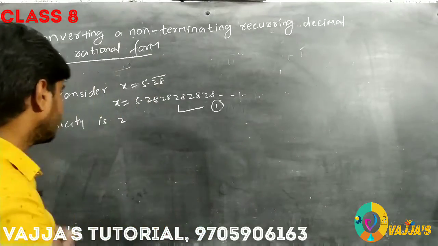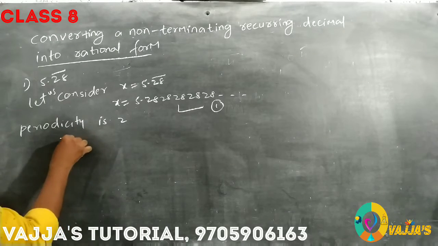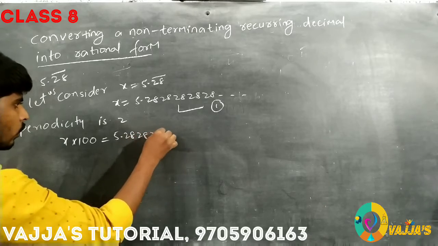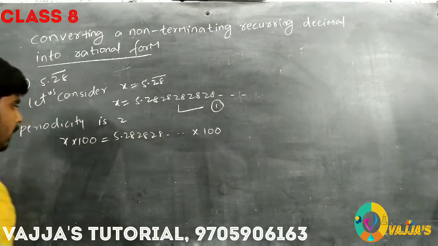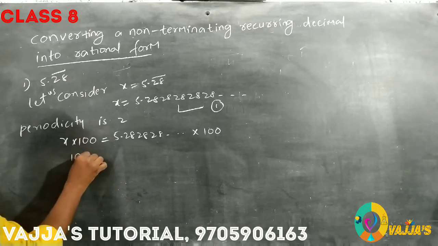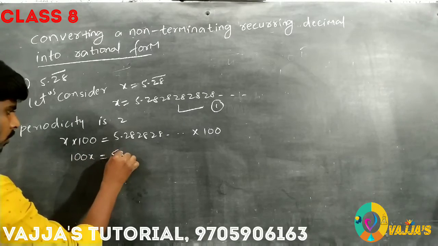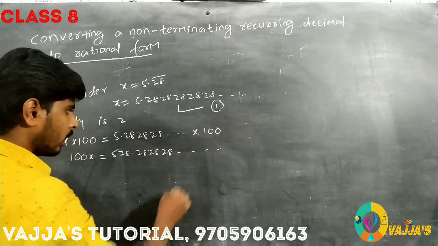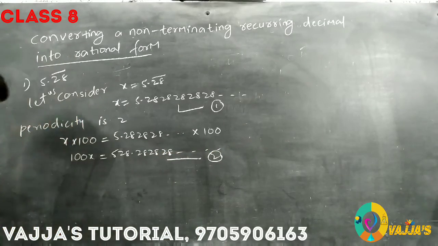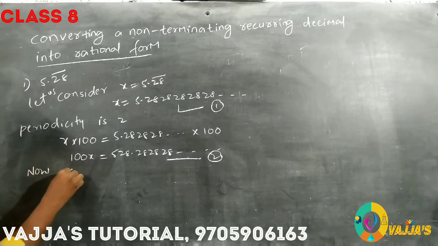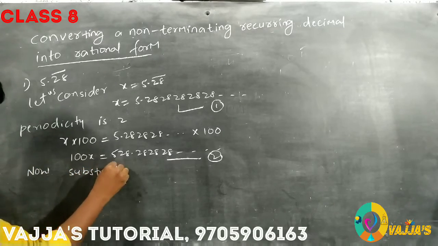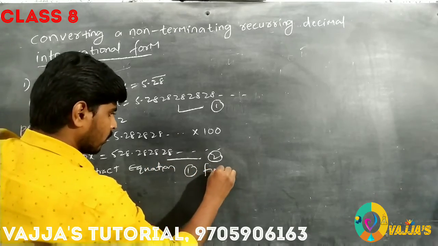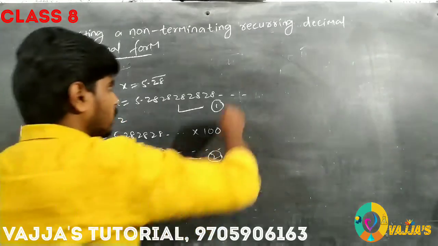So x into 100 is equal to 5.28, 28, 28, and so on, into 100. What becomes? 100x is equal to 528.28, 28, 28, and so on. Consider this equation 2. Now subtract equation 1 from equation 2. So what becomes?